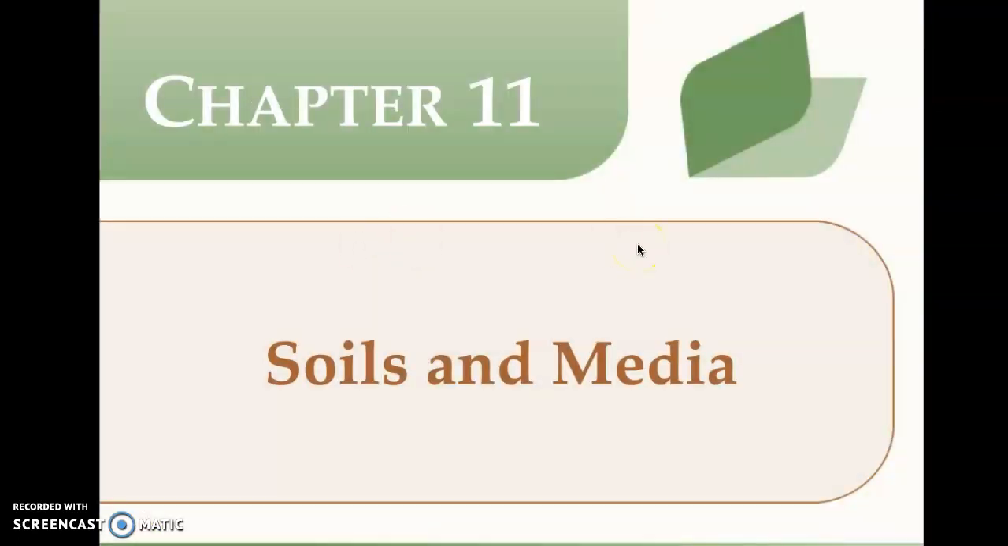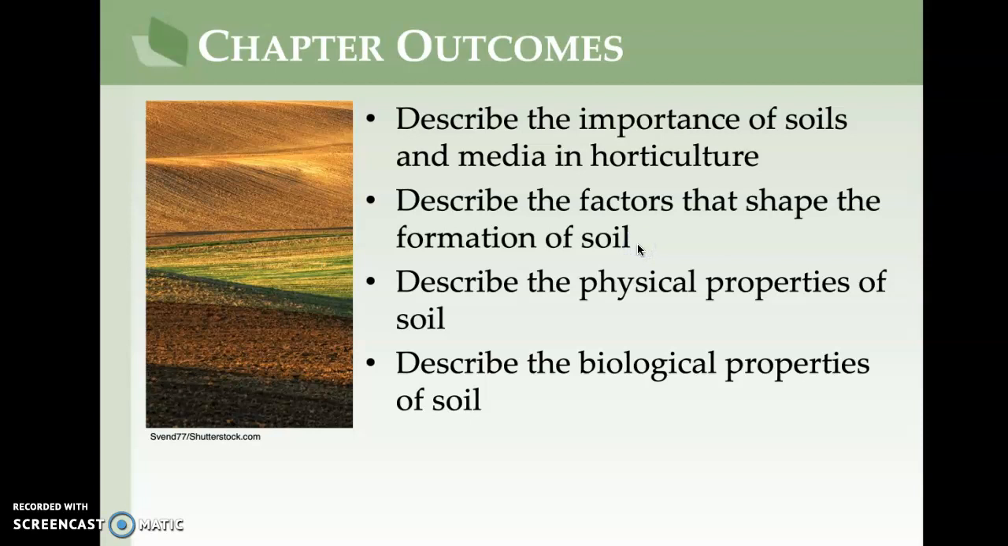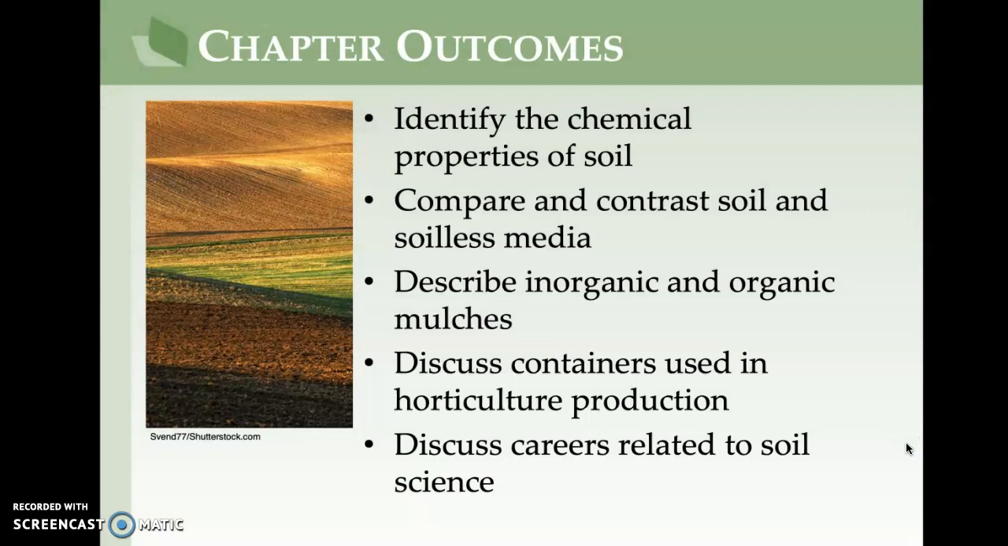All right, so we're going to look at Chapter 11, which is Soils and Media. Your chapter outcomes or learning targets: describe the importance of soils and media in horticulture, describe the factors that shape the formation of soil, describe the physical properties of soil, and describe the biological properties of soil. They also have: identify the chemical properties of soil, compare and contrast soil and soilless media, describe inorganic and organic mulches, discuss containers used in horticulture production, and discuss careers related to soil science.